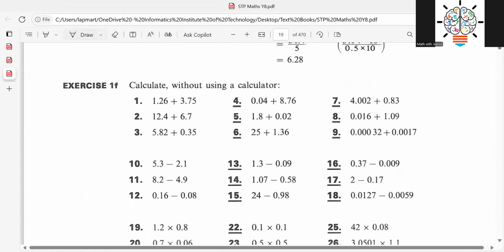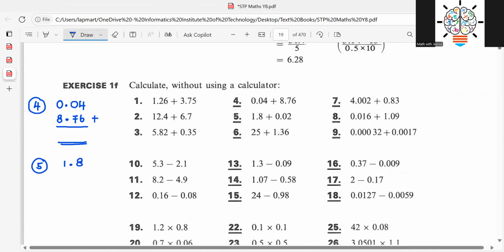The most important thing, if I take question number 4, children, is that they have given the question in the horizontal way. You want to write this in the vertical way. What is the important thing when you are writing numbers like this in the vertical format? You want to keep the digits at the correct place values. For example, you write 0.04, and you write 8.76 like this.